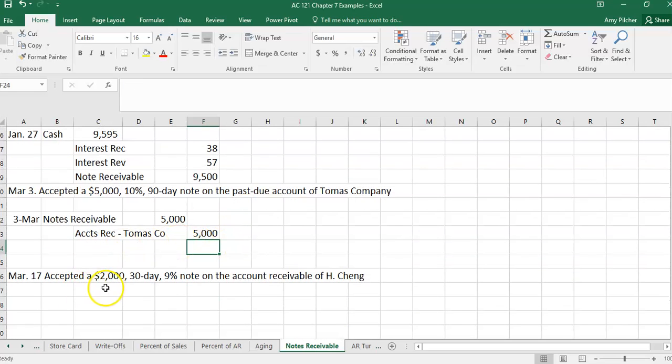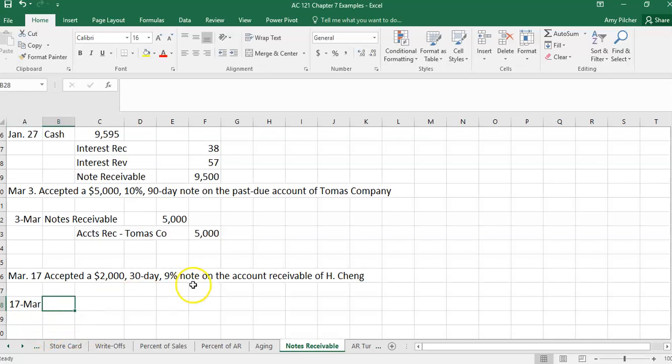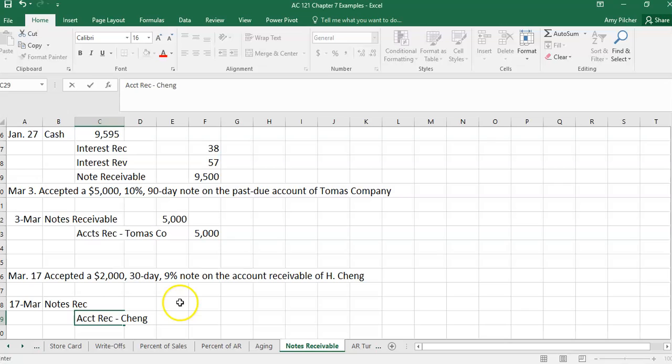On March 17th, we accept a $2,000 30-day note. So we're going to record a notes receivable and remove our account receivable for that customer for $2,000.